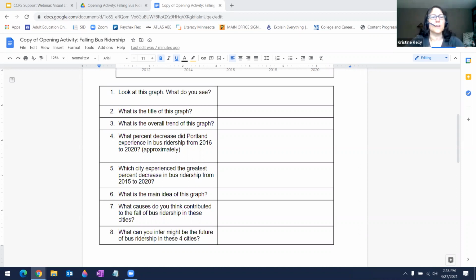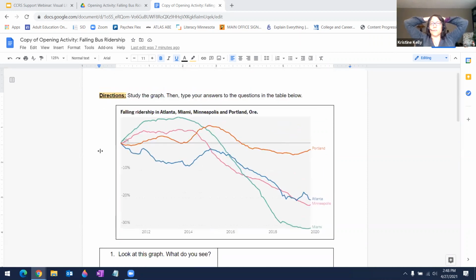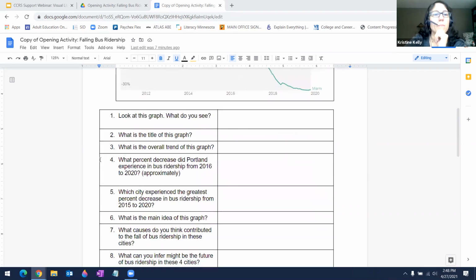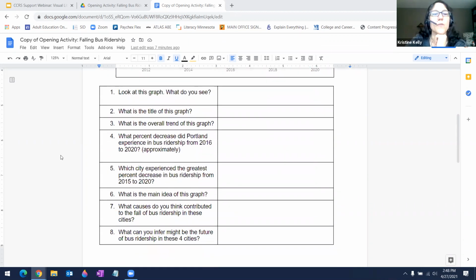7. What causes do you think contributed to the fall of bus ridership in these cities? We're kind of walking the line. There are 4 cities here, right? Portland, Atlanta, Minneapolis, Miami. But we're asking students to bring quite a bit to that as far as thinking about different causes for bus ridership. Perhaps also number 8, what can you infer might be the future of bus ridership? These aren't bad questions at all. You want to be careful where you place them, which is something that we're going to talk about.